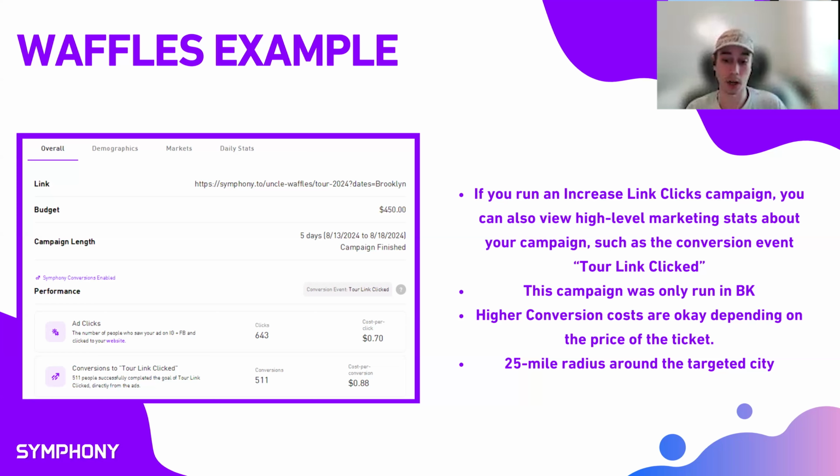That is how Symphony automatically sets it up. So if you target Boston, it's going to target Boston and 25 miles around Boston. So that's just a very good way. If you have multiple different cities on your tour, you can just add all of those cities into the mix and then send them to the tour page, and they can choose which city they're from.